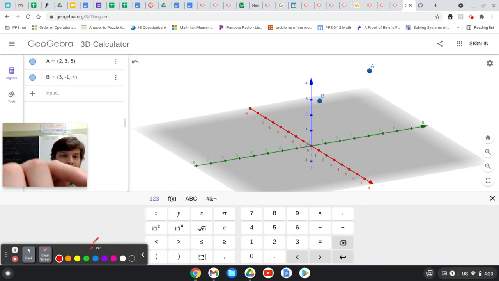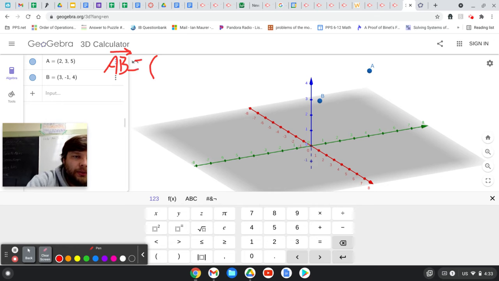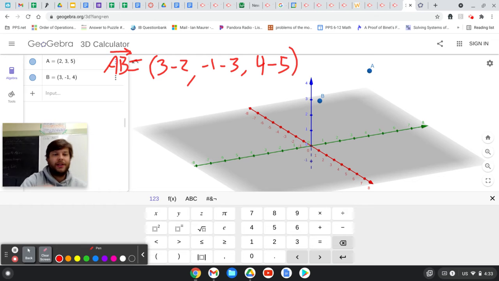So let's do that. The difference of the x values, we're going to go from A to B. So we can call our vector AB with a little direction on it. So let's go from A to B. So from 2 to 3 is an increase of 1. So 3 minus 2. Then we have negative 1 minus 3 for the y coordinates and 4 minus 5. So kind of like how we do y2 minus y1, x2 minus x1, I'm just doing that including z2 minus z1.